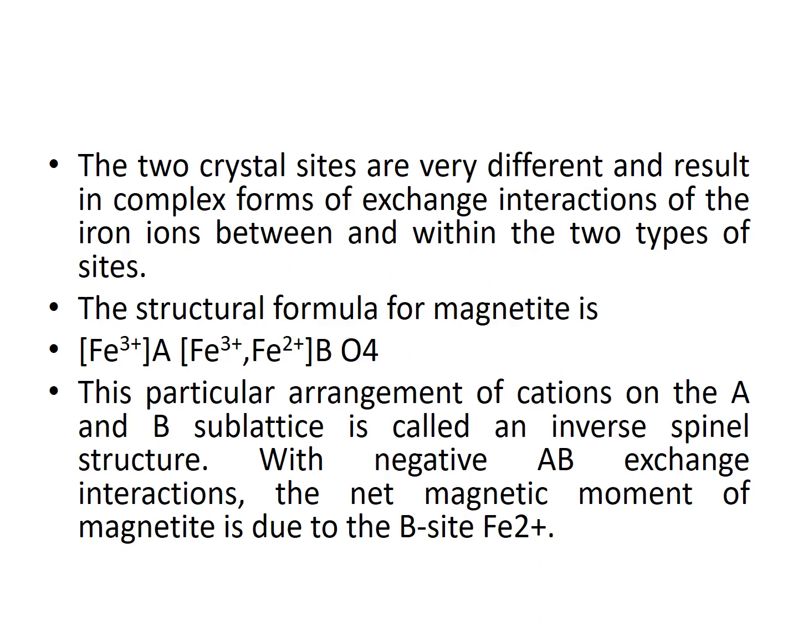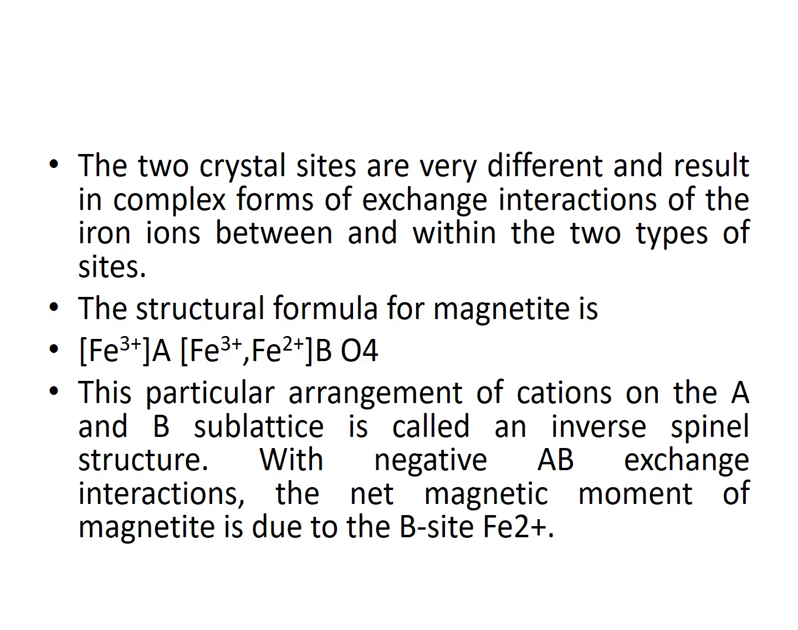The two crystal sites are very different and result in complex forms of exchange interactions of the iron ions between and with the two types of sites. The structural formula for magnetite is Fe3+ in crystal lattice A, and Fe3+ plus Fe2+ in crystal lattice B, mediated by four oxygen atoms.